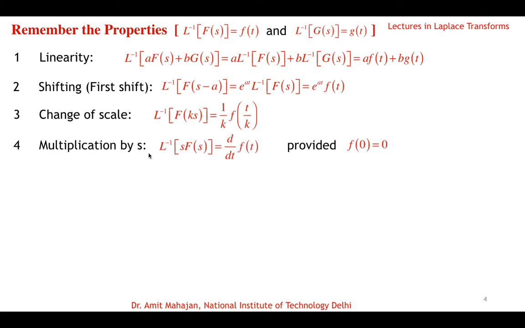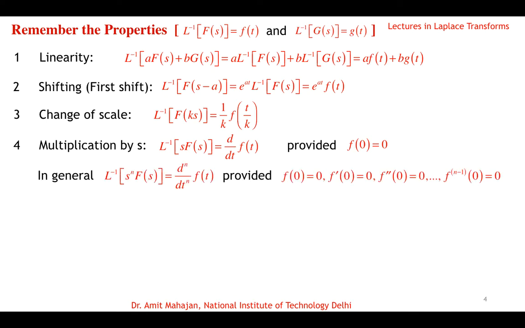Multiplication by s. Okay, so Laplace inverse of s Fs is the derivative with respect to t of Ft, provided f of 0 is 0. If you remember that Laplace of derivative of function is s Fs minus f of 0, then if f of 0 is 0, Laplace of derivative of function becomes s Fs, and so Laplace inverse of s Fs becomes derivative of function. Okay, so this result. In general, this can be extended: multiplication by polynomial s power n to Fs is the nth derivative of function, provided the n minus 1 derivatives at 0 are 0. So this is just an extension of this result.